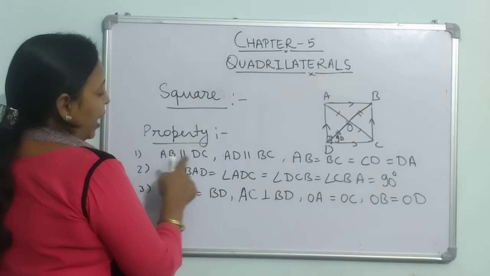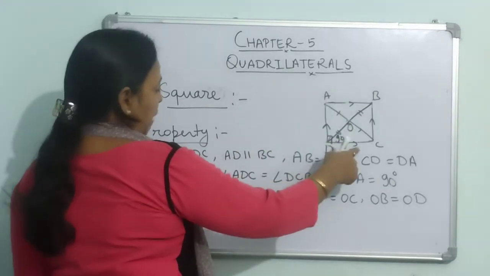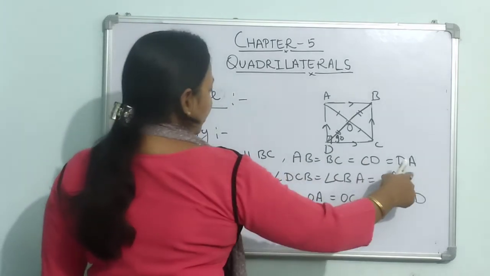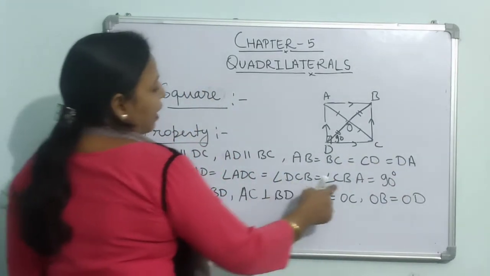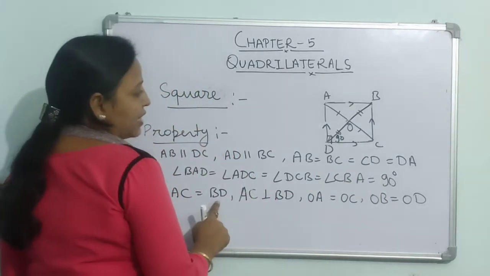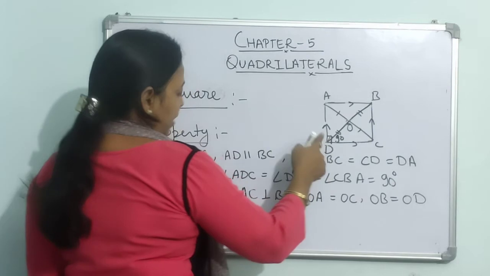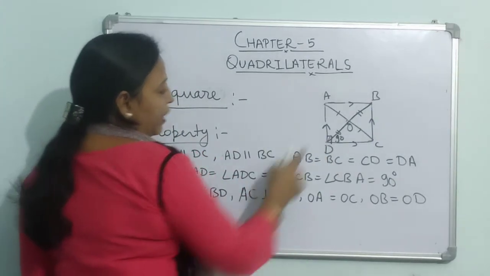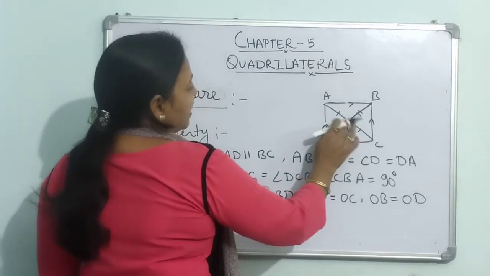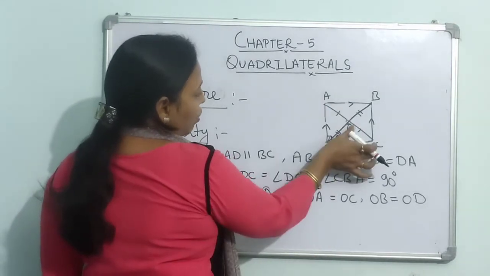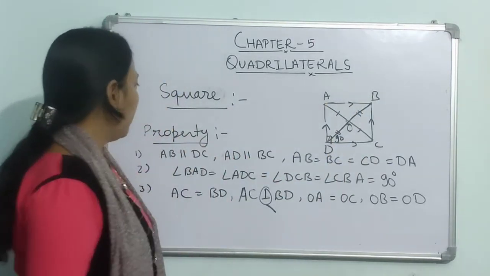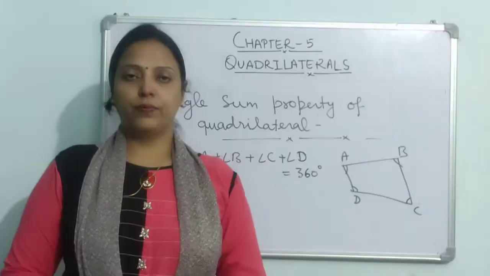Again I am repeating, AB is parallel to CD, AD is parallel to BC, and all four sides are equal. All the angles are equal and they are all equal to 90 degrees. Their diagonals AC and BD are equal and they are perpendicular to each other. This is the symbol of perpendicular, and they are bisectors also, meaning OA is equal to OC, OD is equal to OB. So these are the properties of a square.